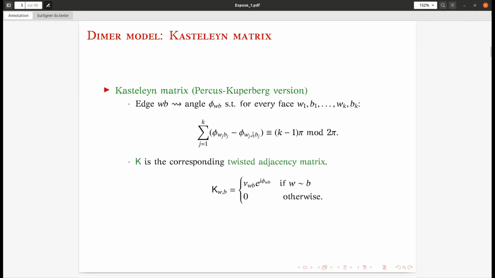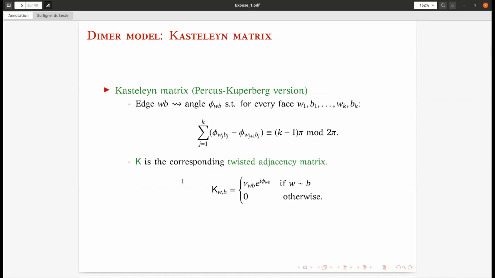So before going to the angles, if you don't know what an adjacency matrix is, you will have rows indexed by white vertices, columns indexed by black ones, and you have non-zero coefficients if and only if there is an edge corresponding to the vertices W and B. Okay, so this is why it's called an adjacency matrix. It codes the structure of the graph if you want.